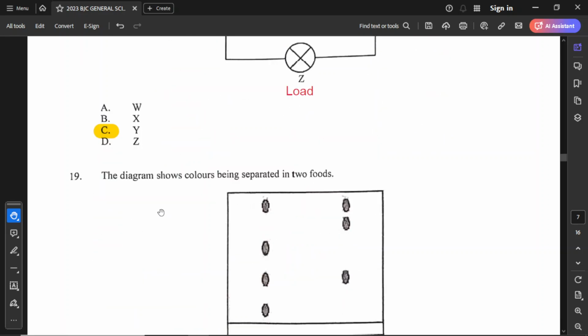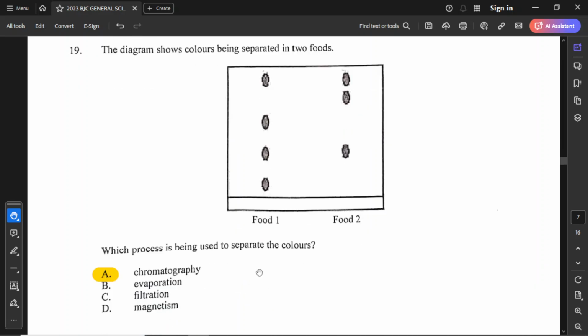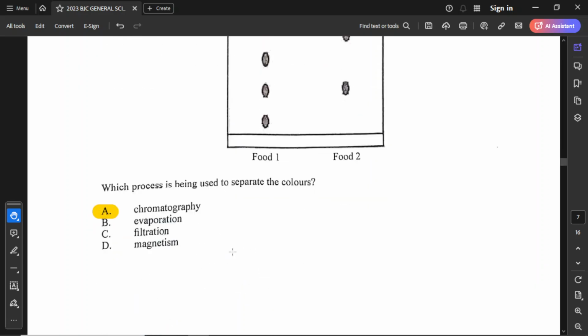Y is the switch. 19, it said, the diagram shows colors being separated into two foods. All right. And so we have food one and food two. It said, which process is being used to separate the colors? And that is what they call chromatography.